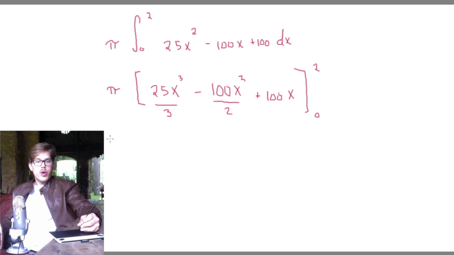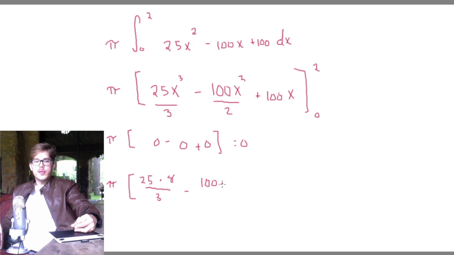So if we plug in 0, we're going to have pi times 0 minus 0 plus 0. All right, so we know that this just equals 0. And whenever we plug in 2, what do we get? Well, we're going to have pi times 25 times 2 cubed over 3, 25 times 2 cubed is 8 over 3, minus 100 times 2 squared, which is 4, divided by 2, plus 100 times 2.